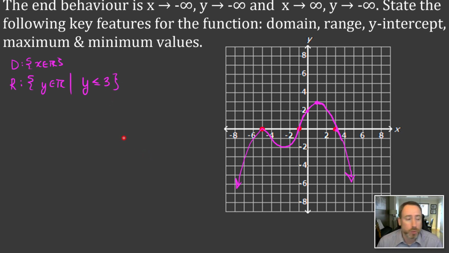I've been asked to state the y-intercept. I purposefully made my y-intercept 2. I've been asked to state the maximum and minimum values. There is no minimum. This goes down forever. But there is a maximum, and it's at 3. So I have a maximum of 3. If we want to talk local minimums and local maximums, I do have a local minimum right down here. Let's call that negative 2. So I could say that I have a local min of negative 2.